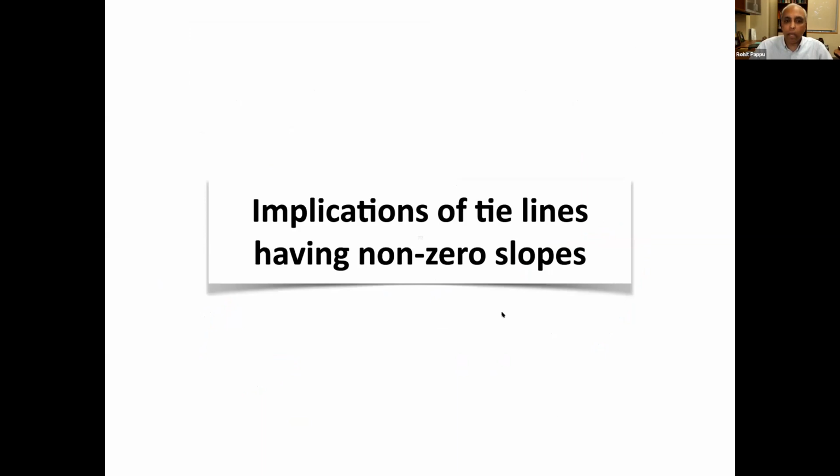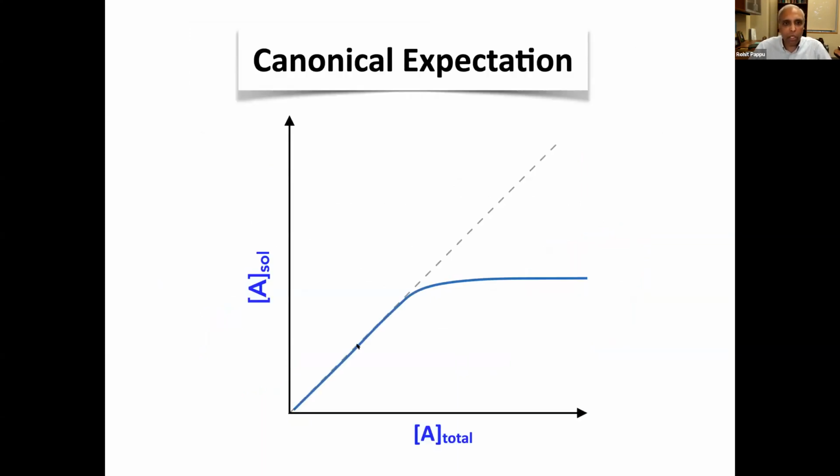So what are the implications of having non-zero slopes? The canonical expectation is, let's say I were to titrate the concentration of a scaffold molecule that's driving phase separation. I measure the amount that remains in the dilute phase or in the solution. I'll come to some threshold concentration, and then that will plateau, right? That's our saturation concentration. This is basically the way we think about the problem.